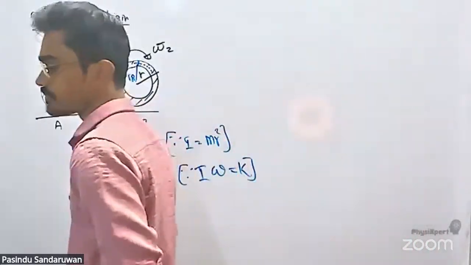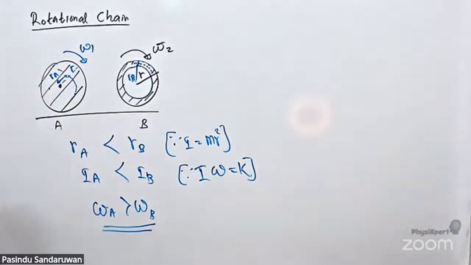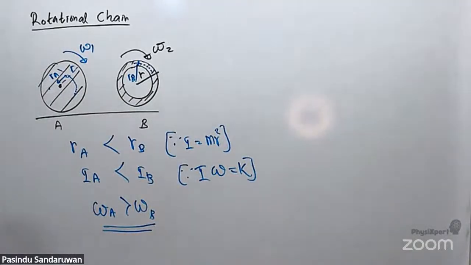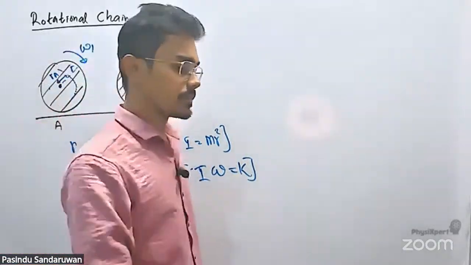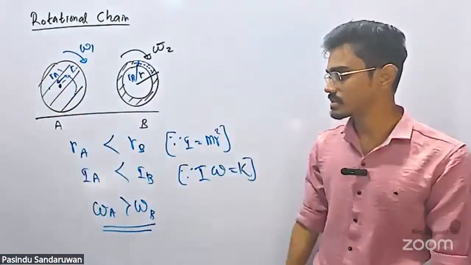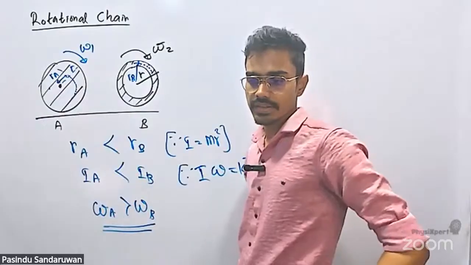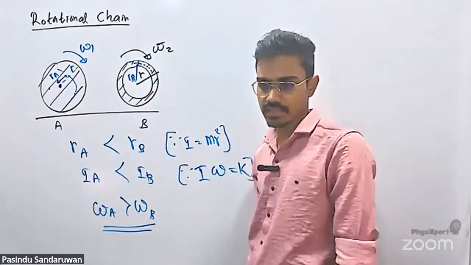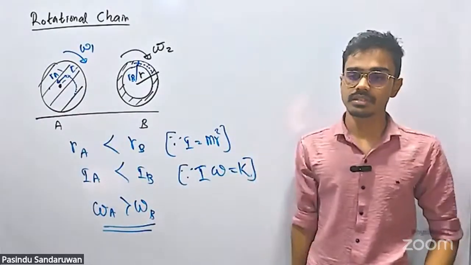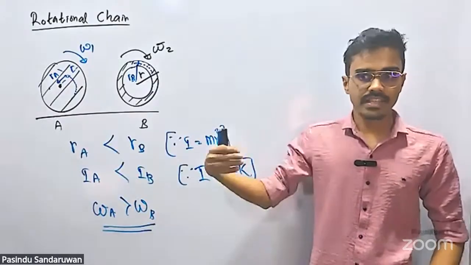Take it out. So likewise, we can build up arguments based on this. Omega A is greater than omega B. The solid disk A has the higher. Yeah, it's correct. Good. A. Correct. So likewise, we can build up arguments.